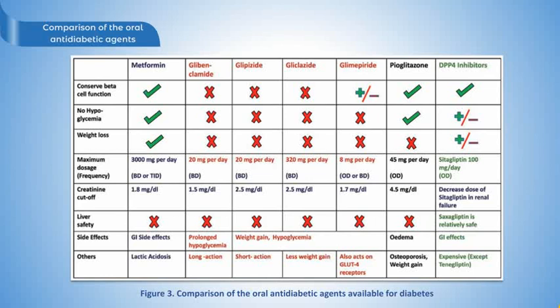Now, the next one is glipizide. It will not conserve beta cell function and will cause hypoglycemia and does not reduce the weight of the patient. As for the maximum dosage of glipizide, it was 20 mg per day and will be consumed by the patient twice a day. The creatinine cutoff was 2.5 mg per deciliter and it was not safe for the liver. And the side effects are weight gain and hypoglycemia.